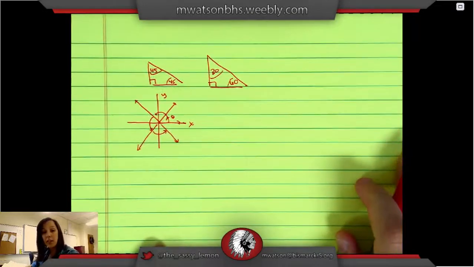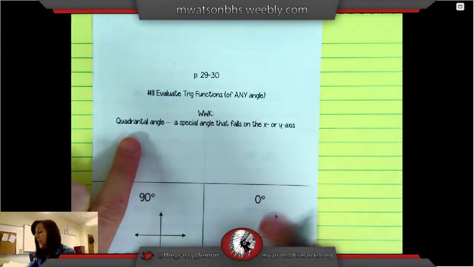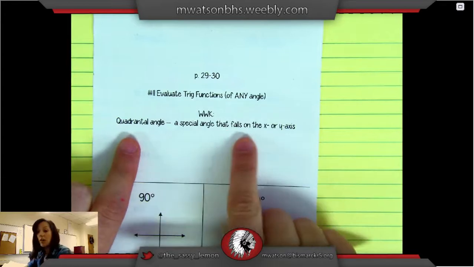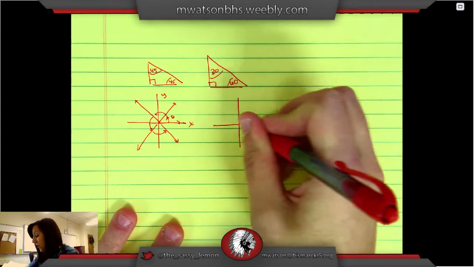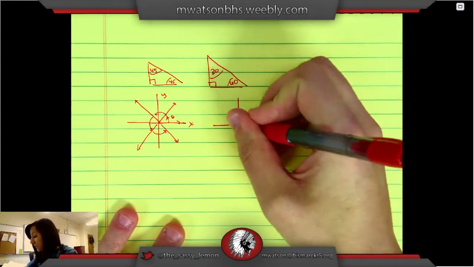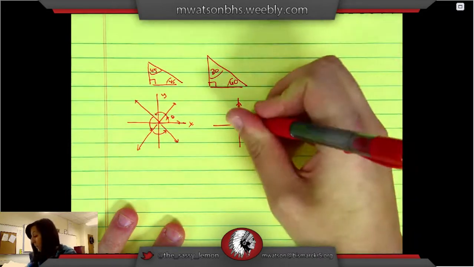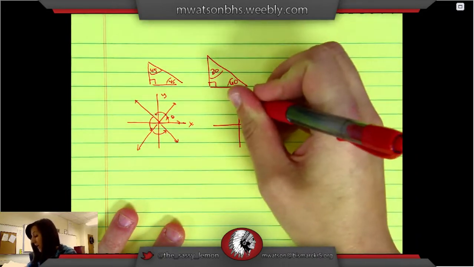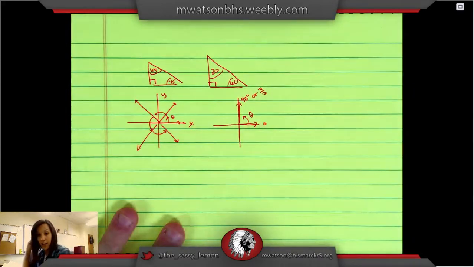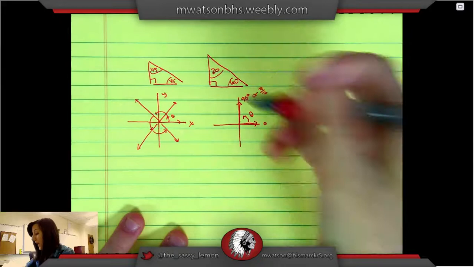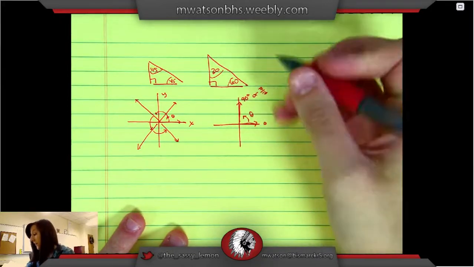And the first thing we need to talk about is your word worth knowing. A quadrantal angle. Those are special angles that fall on the x or y axis. So for example, we now know our radians, so we know an angle that looks like this would be a 90-degree angle or a pi over 2 radian angle. And that would be considered quadrantal because it falls on the y-axis.